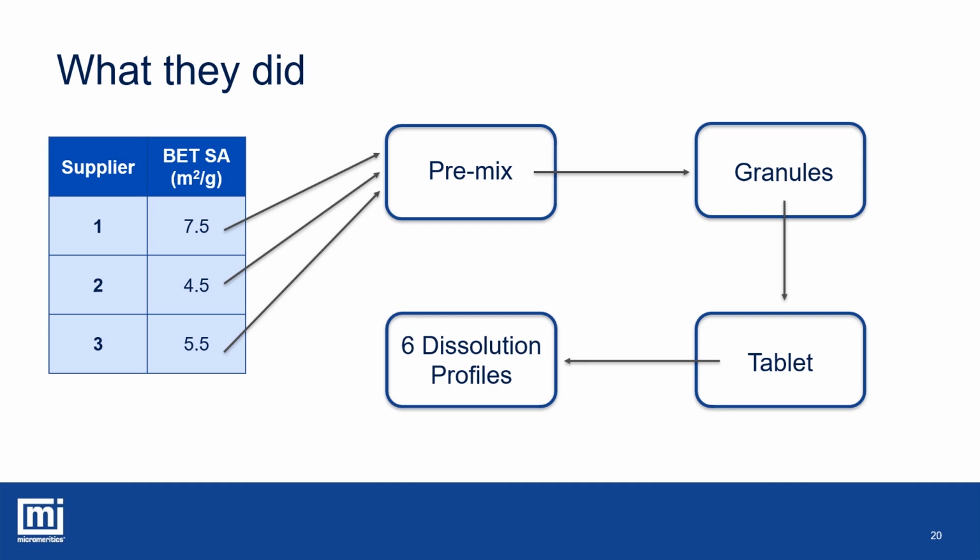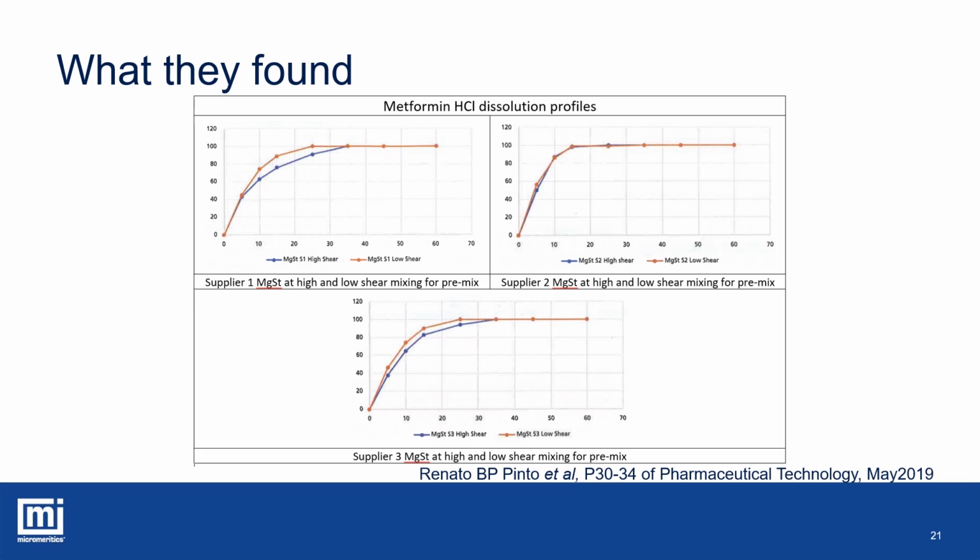The dissolution profile of each tablet type was then evaluated using apparatus 2 as described in the European Pharmacopoeia 2.9.3, using UV spectroscopy to quantify the amount of API dissolved. They found that the stearate from supplier 2, which had the lowest surface area, gave the tablets with the fastest dissolution rates. The stearates from suppliers 1 and 3 gave remarkably similar results despite having differing surface areas.